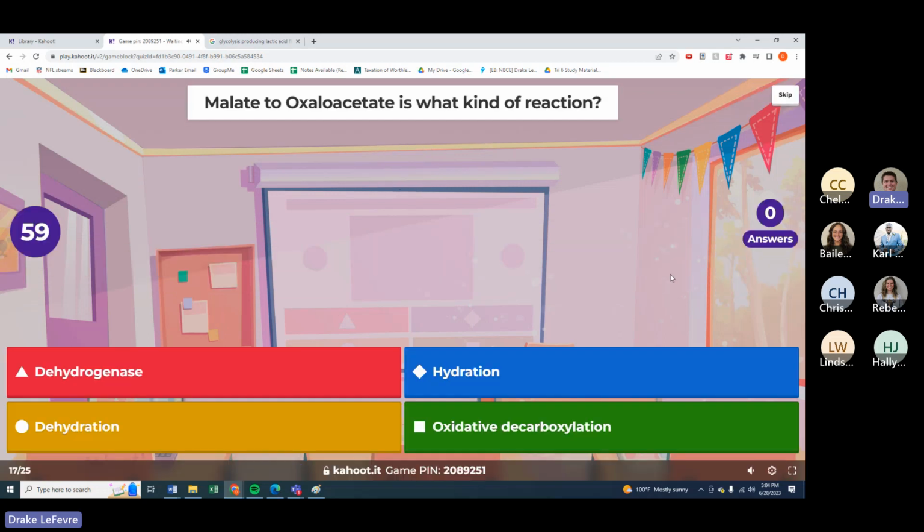Malate to oxaloacetate is what kind of reaction? Dehydrogenase, hydration, dehydration, or oxidative decarboxylation?